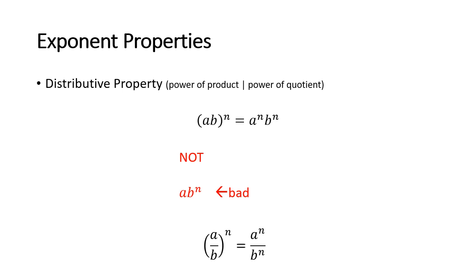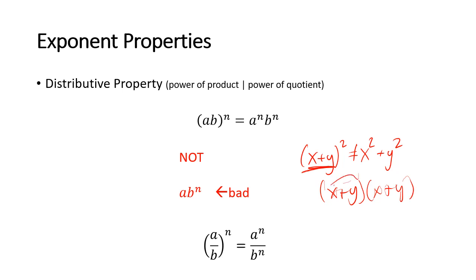This is a similar thing as when you have x plus y quantity squared and you say that it's x squared plus y squared. No, it's not that, okay? This whole thing inside the parentheses is being squared. So we'd multiply it by itself and we have to distribute that out. So that's how the distributive property works with exponents. Same deal here for when you have a fraction inside.